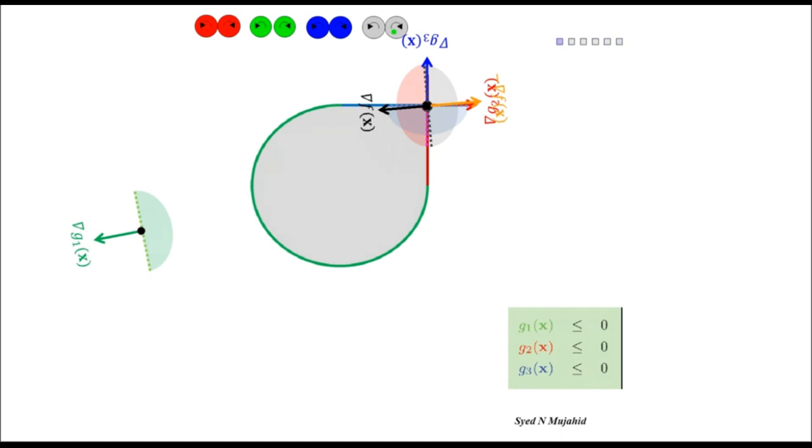How about here? Is there an improving and feasible direction? Again, no. But the moment this orange line crosses the red line, you see that there is some improving and feasible direction. So whenever this orange line is in between the blue and the red, you will see that there is no improving and feasible direction. So can you tell me what is the condition that should happen at this point to become an optimum? The condition is that this orange, or the negative of the gradient, should be between the blue and the red, or the gradients of the constraints.